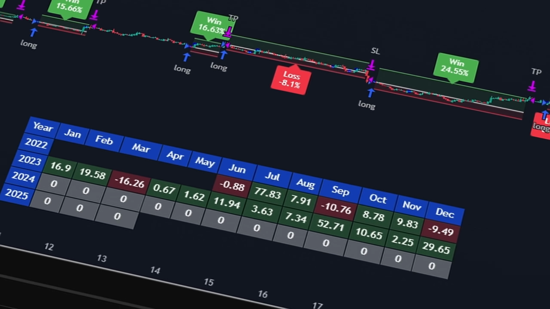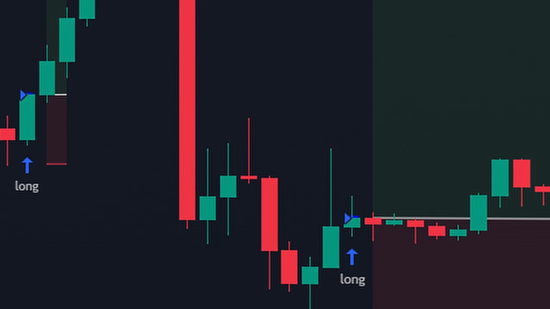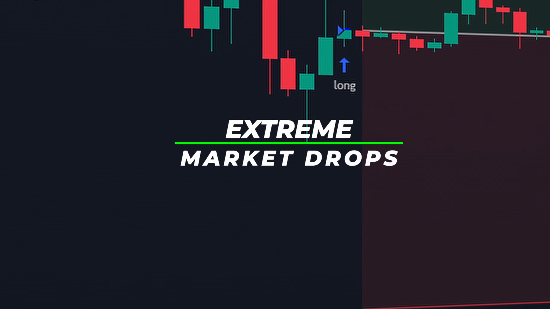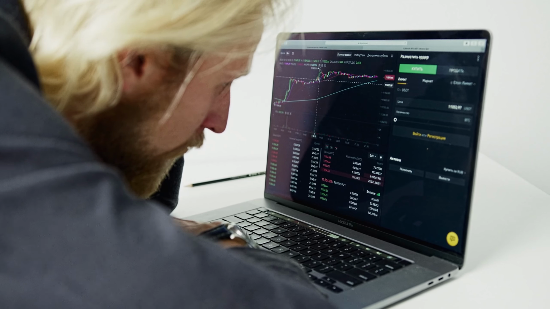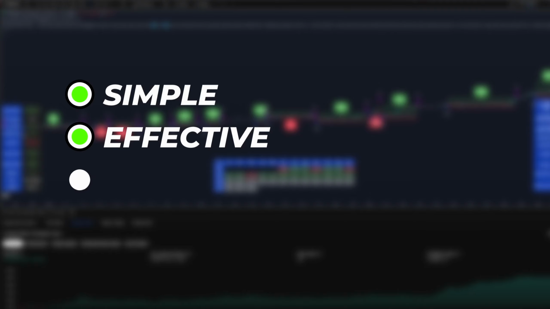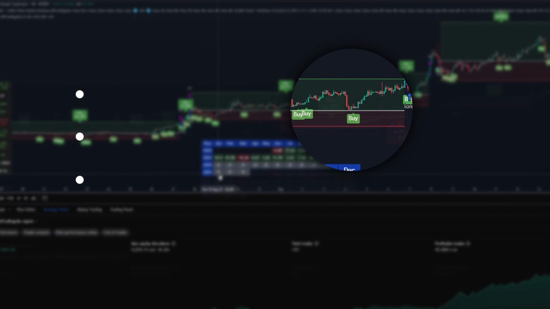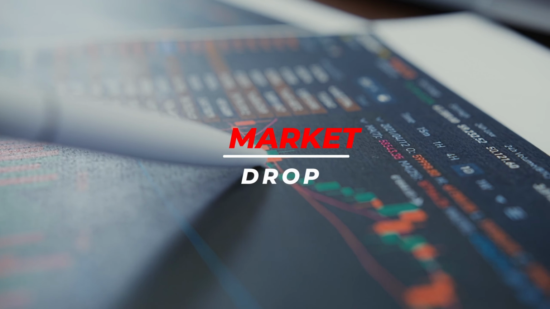Today we're gonna talk about market bottoms. One of the easiest ways to spot them in the market is catching extreme market drops. But let's be real, are you really gonna stare at charts all day, waiting for a perfect dip? Of course not. What a waste of time. That's why you need a simple, effective and straightforward indicator that gives you buy signals when a potential market drop occurs.